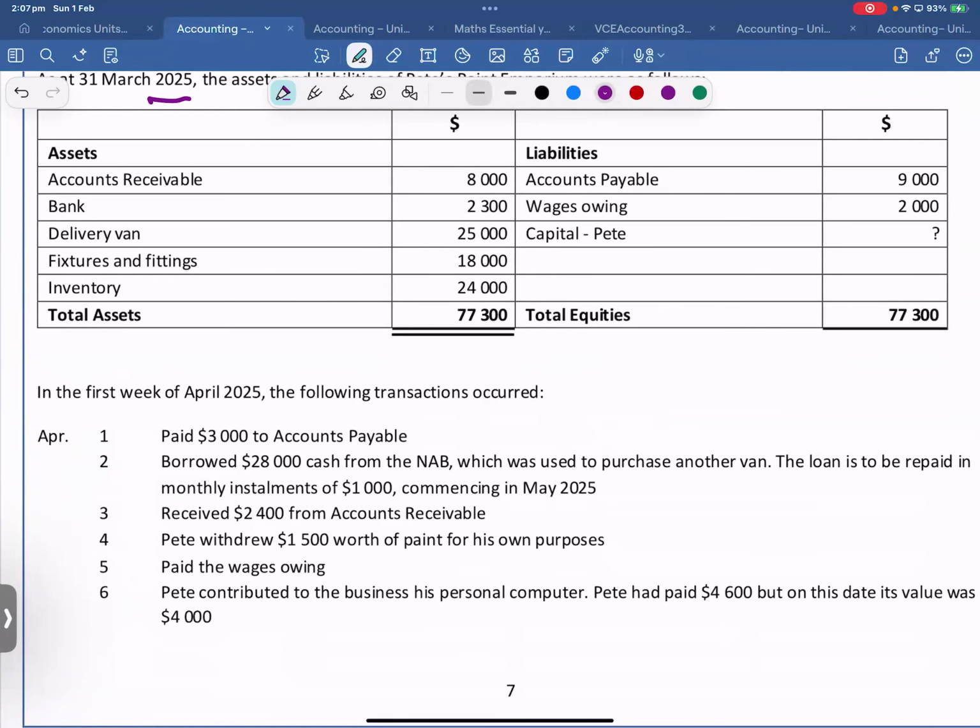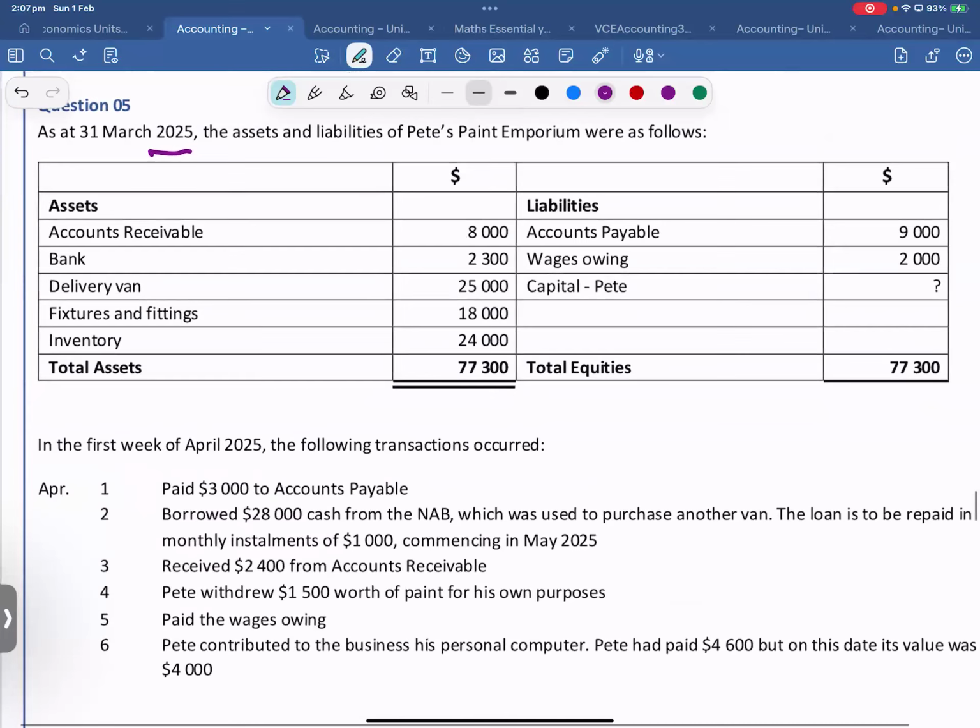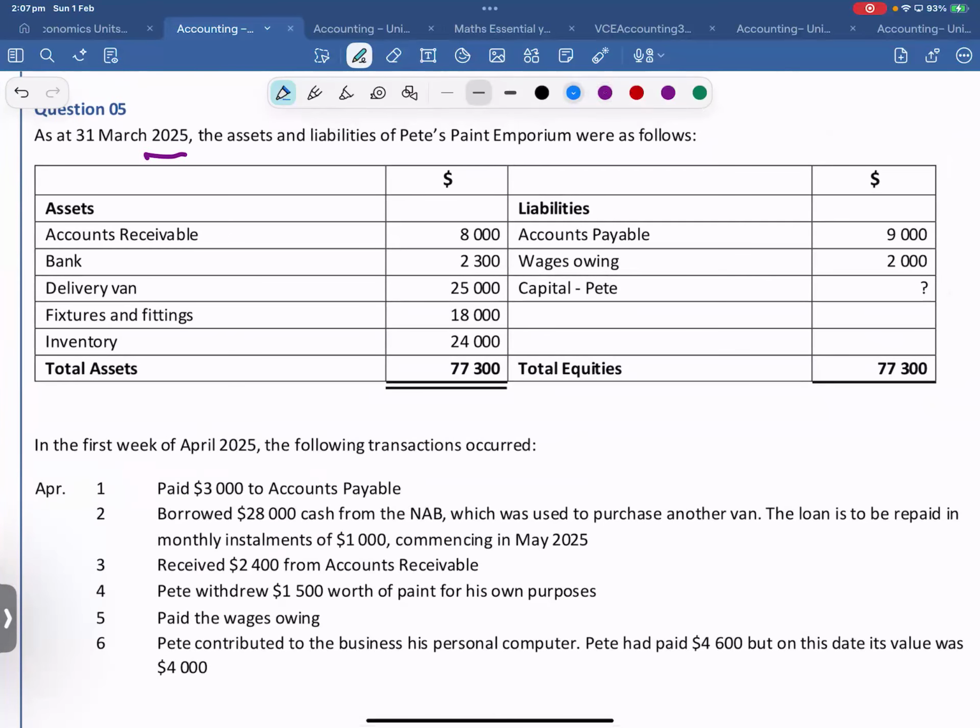Pay 3,000 to accounts payable. You know what I'm going to do? In the question itself, I'm going to update it. Pay 3,000 to accounts payable. What will happen to your bank? Minus 3,000. I'll write here minus 3,000. Then accounts payable, that also minus 3,000. So both of them go down.